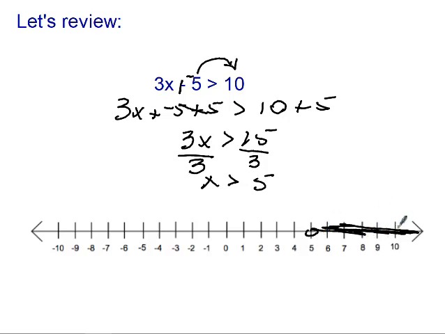So if I were to take the number 10 and plug it back in up here, I would do 3 times 10 is 30. 30 minus 5, or plus negative 5, would give me 25. Is 25 greater than 10? Yes, it is. So any value that's greater than 5 will make this a true statement. And that's what an inequality is all about: finding what number will make that a true statement, or what side of the values.